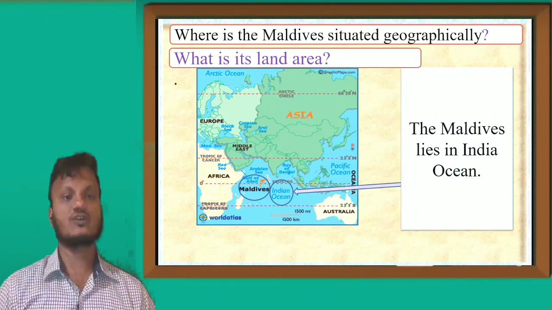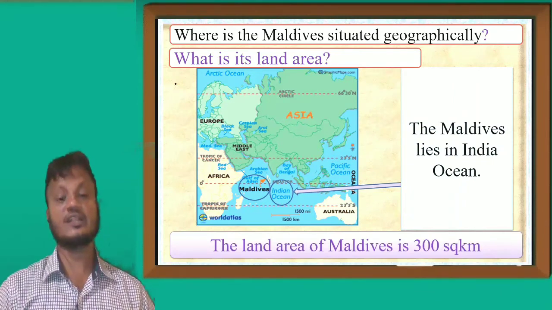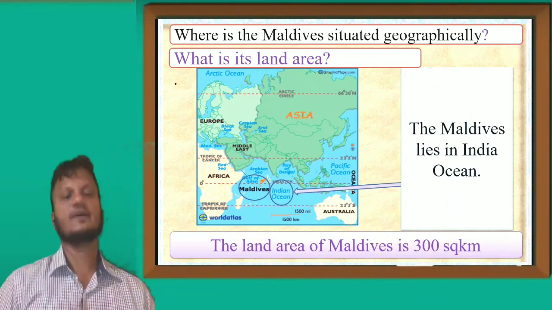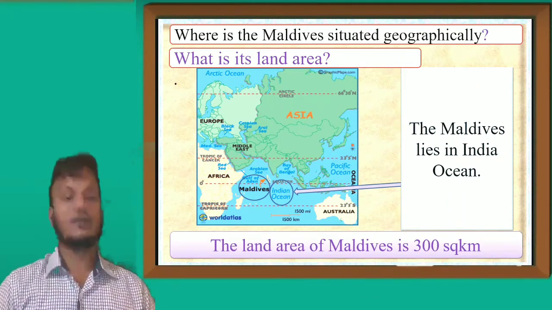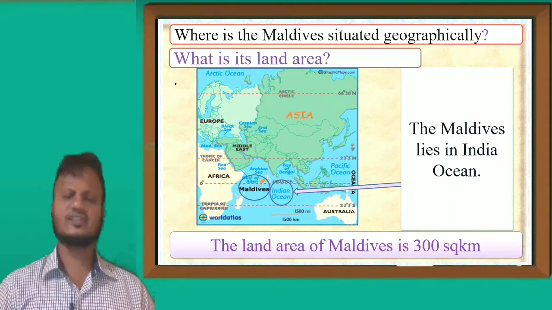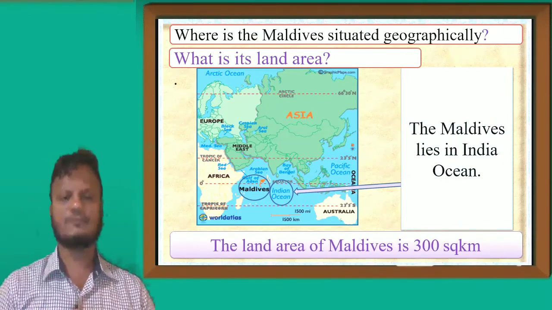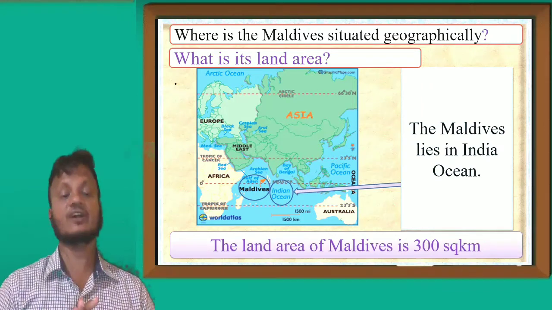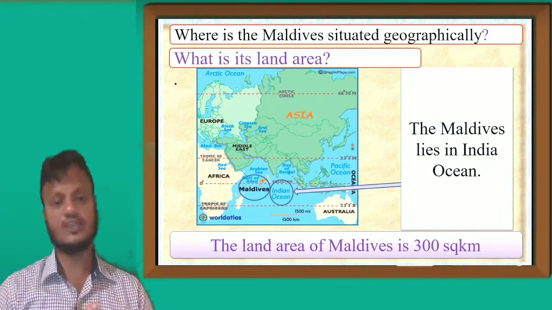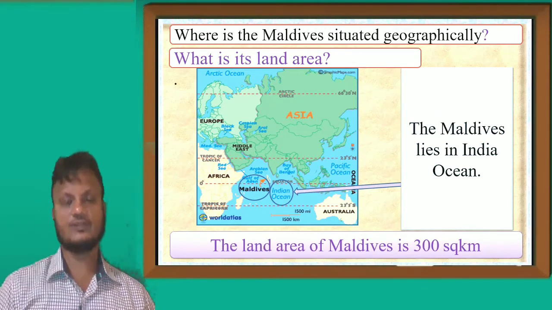And another question: what is its land area? You already have known that the land area of Maldives is only 300 square kilometers. Okay, by the slide we have known that Maldives is situated in Indian Ocean, and there are different islands in Maldives, but people only live in some islands where the islands are favorable to live. Okay, and the total area of Maldives is 300 square kilometers.